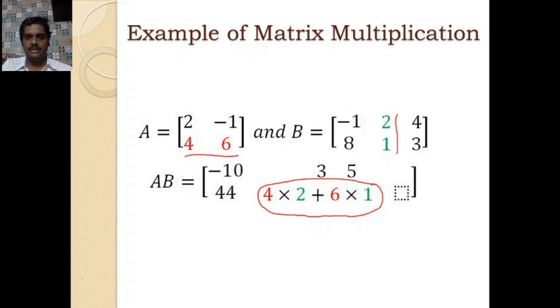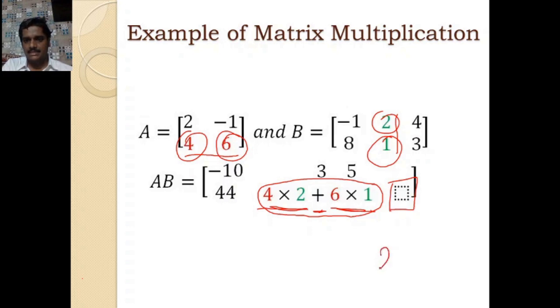element of AB. 4 multiplies with 2 plus 6 multiplies with 1 to give you the second row, second column element of AB. The next element is present in second row, third column. Second row, so you'll pick second row of A. Third column, so you'll pick third column of B. You'll multiply to get the second row, third column element of AB.